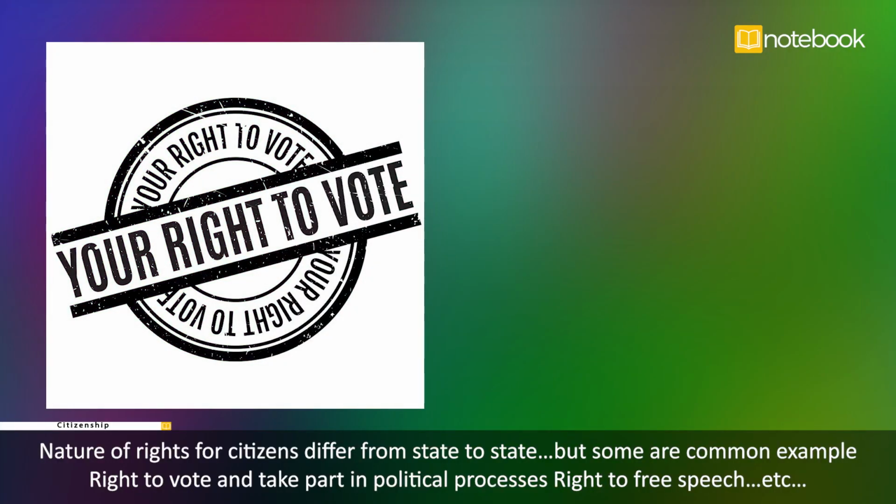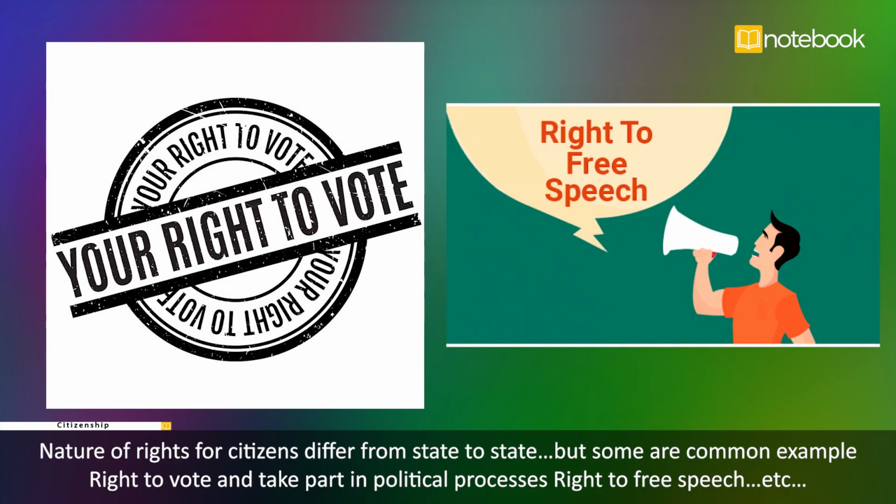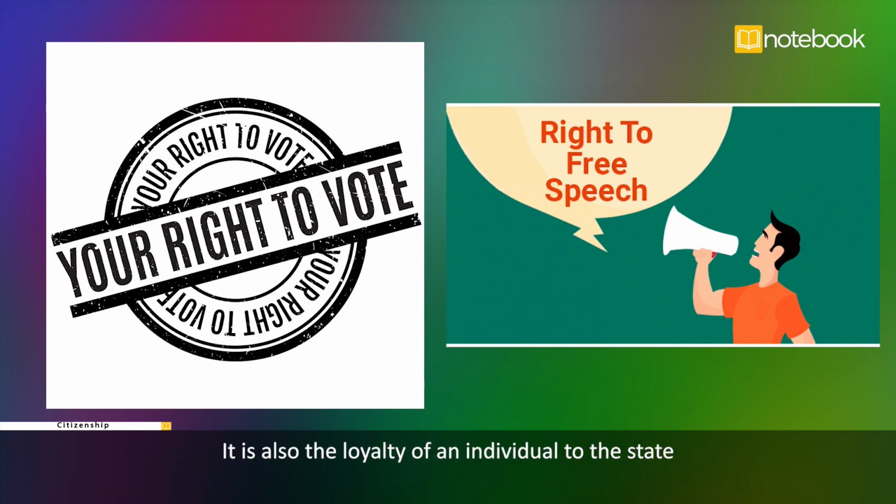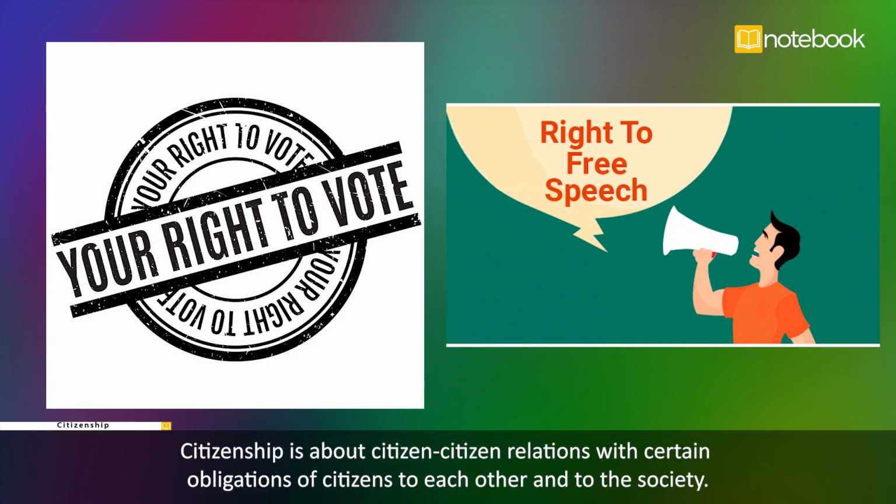The nature of rights for citizens differs from state to state, but some are common. For example, the right to vote and take part in political processes, the right to free speech, etc. It is also the loyalty of an individual to the state. Citizenship is about citizen relations with certain obligations of citizens to each other and to the society.